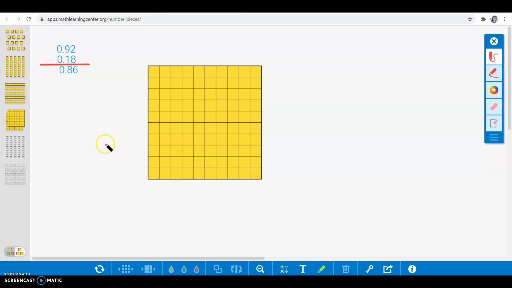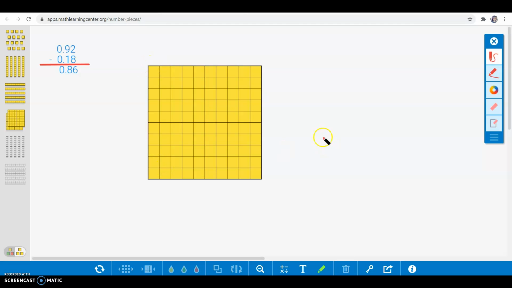Hello guys, so my problem was 0 and 92 hundredths minus 0 and 18 hundredths, and my student got 0 and 86 hundredths. So I'm going to look at this problem as if it's money. So we have 92 cents, and then we go to the gas station and we get a piece of candy, and it was 18 cents. So how many cents would we have left over?